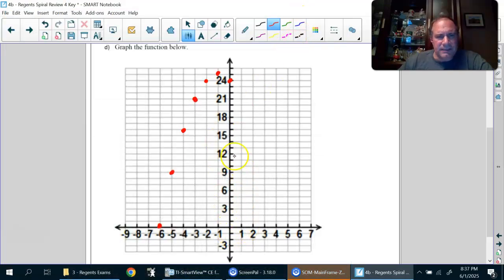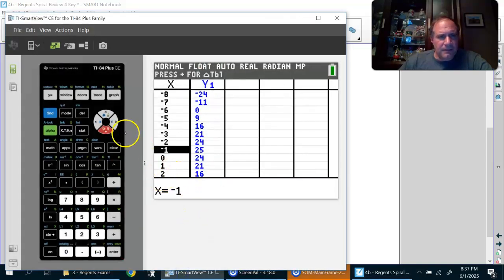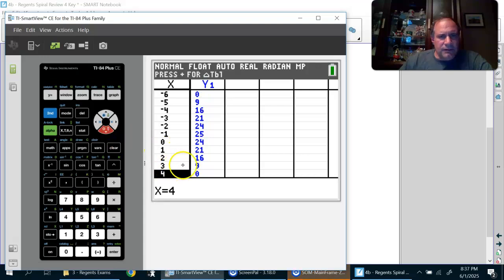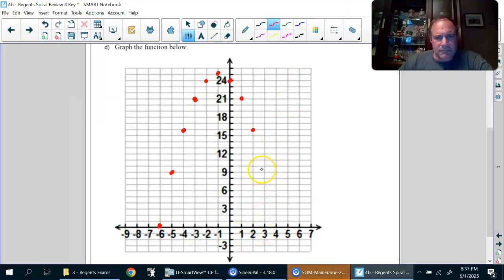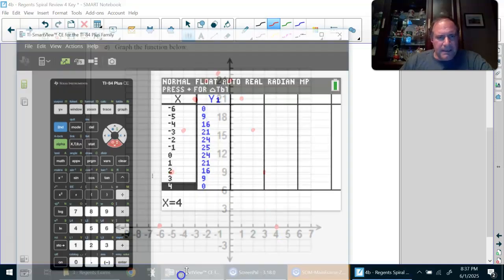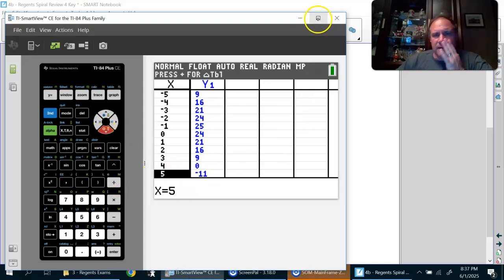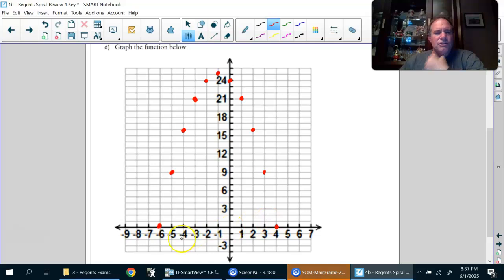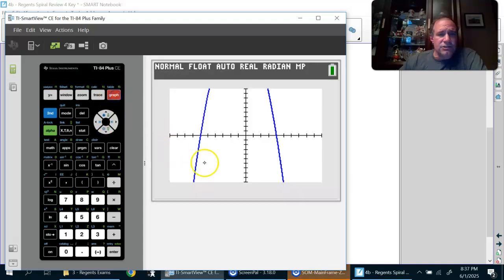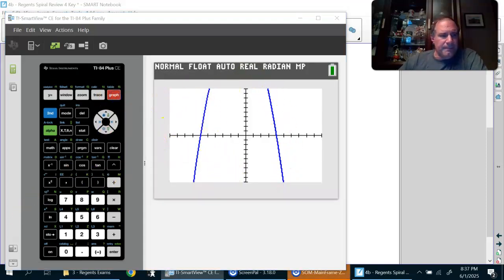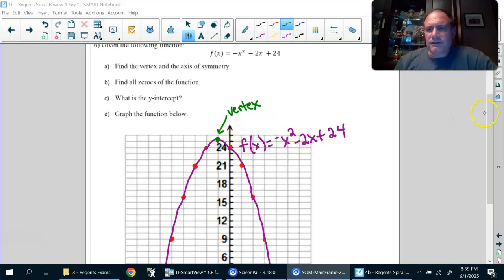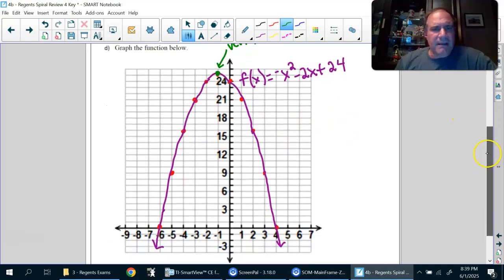Then 1, 25 and 2, 24. We'll go down now. 3, 9 and 4, 0. And anything beyond that, I can't graph because that's 5, negative 11. So I'm going to create my parabola, and it's going to be upside down. It's going to be facing down just like this one is. So the vertex, well, I'm just going to graph that right there and put my arrows, label it.